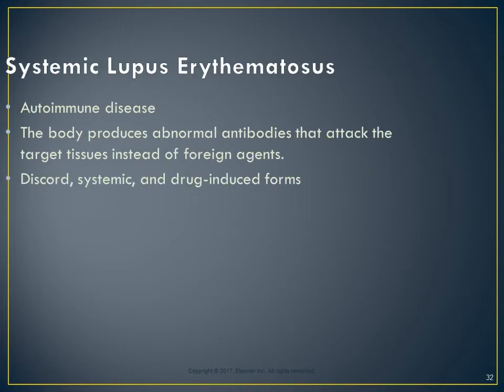SLE, or systemic lupus erythematosus, is an autoimmune disease. The body produces abnormal antibodies that attack the target tissues instead of foreign agents. So there are discoid, systemic, and drug-induced forms. SLE appears to occur after puberty and peaks between 15 and 40 years of age. SLE occurs more often in women than men.